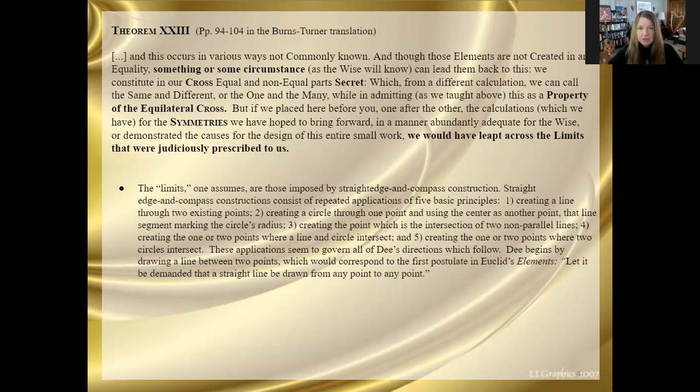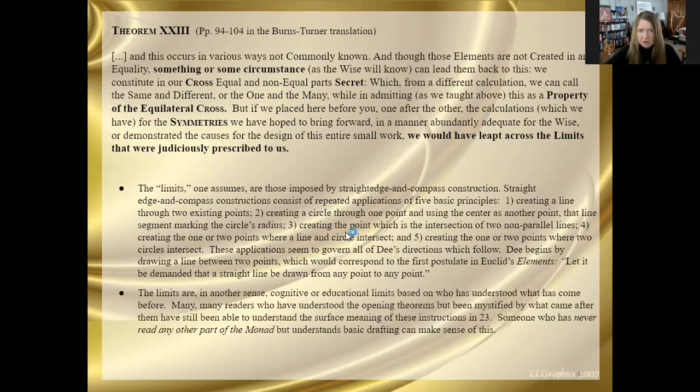And these applications are going to govern everything Dee does in discussing how to draft his monad glyph here. But it also corresponds directly, say, he begins by drawing a line that corresponds to the first postulate in Euclid's Elements, which, remember, he wrote the introduction to the first English translation of that, which was by Billingsley, and that came out just a few years after the Monas Hieroglyphica. But these limits have another sense. In another sense, they're cognitive and/or educational limits.